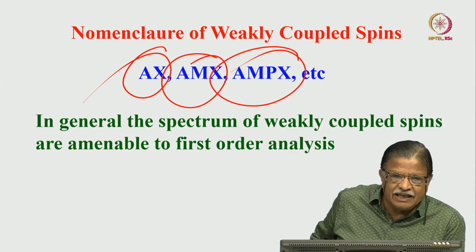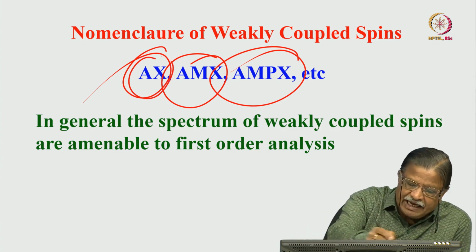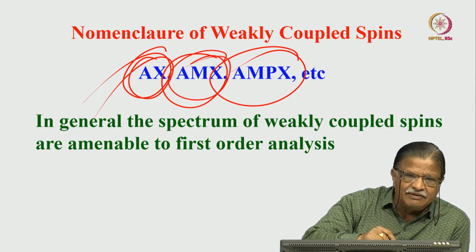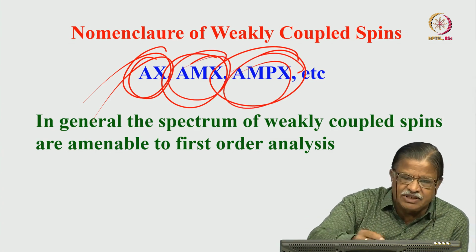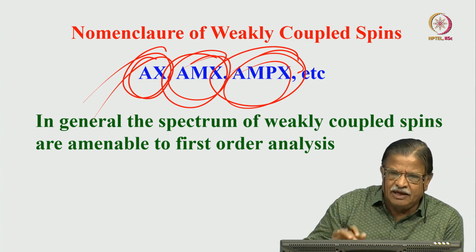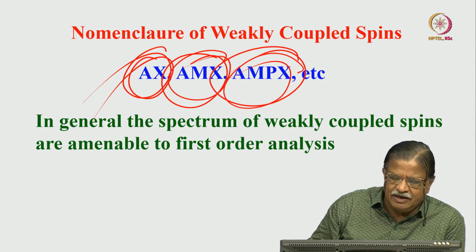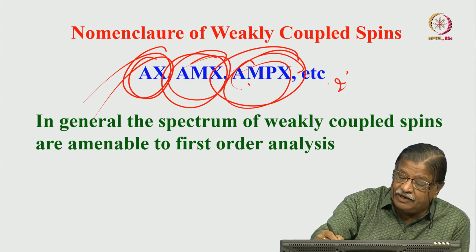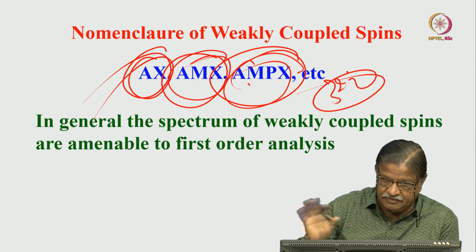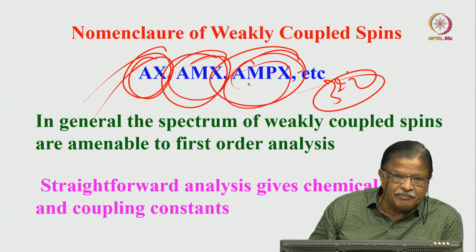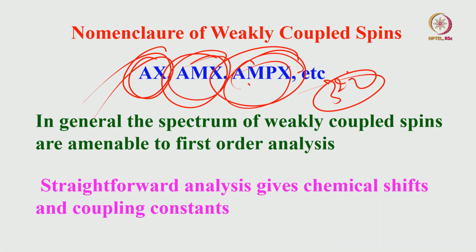And in general, as I said, for the spectrum of even an AX spin system, 4 lines we can analyze, AMX 12 lines we can analyze, AMPX gives you 16 lines we can easily analyze. No, sorry, not 16. AMPX is 2 cube into 8 into 4, 32 lines. That is also easy to analyze, very easy. Straightforward analysis gives you chemical shift and coupling constant, no difficulty. We can easily analyze it.